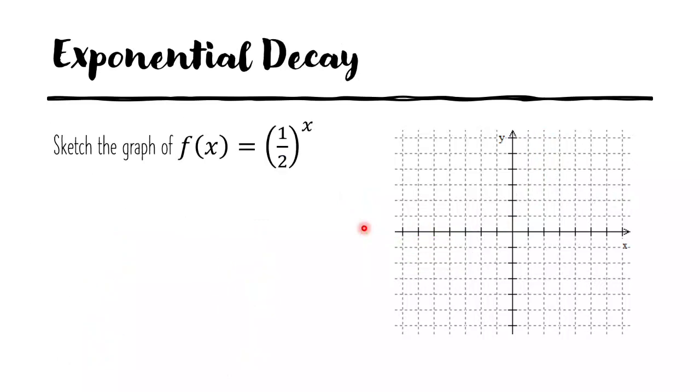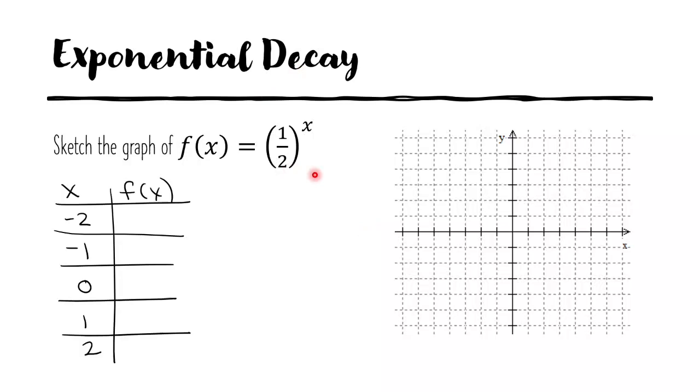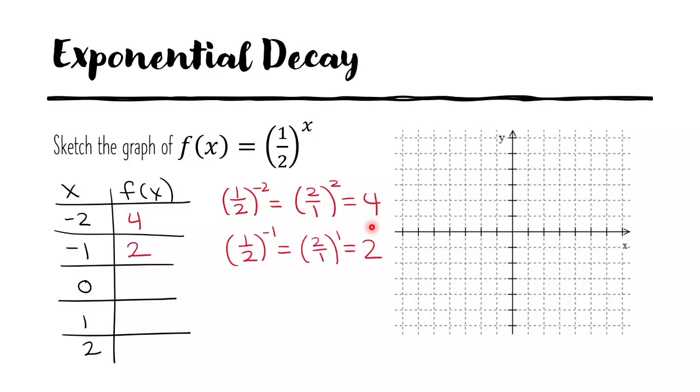Now, let's compare this to a function that is exponential decay, that has a base that is smaller than 1. Let's graph f(x) = (1/2)^x. Once again, I'll make my table of values. If I plug in -2 for x, (1/2)^-2, negative exponents mean reciprocal, so I can flip that and write it as (2/1)^2, or 2 squared, which is 4. And if x is -1, (1/2)^-1 we can write as (2/1)^1, or just 2.